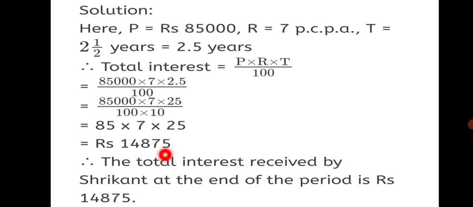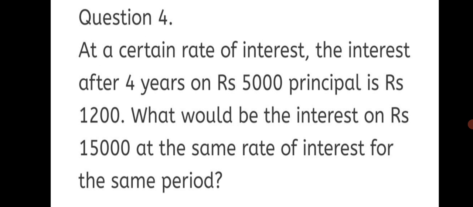So what will be the final statement? The total interest received by Shrikant at the end of the period is rupees 14,875. Question 4. At a certain rate of interest, the interest after 4 years on rupees 5,000 principal is rupees 1,200. What would be the interest on rupees 15,000 at the same rate of interest for the same period?